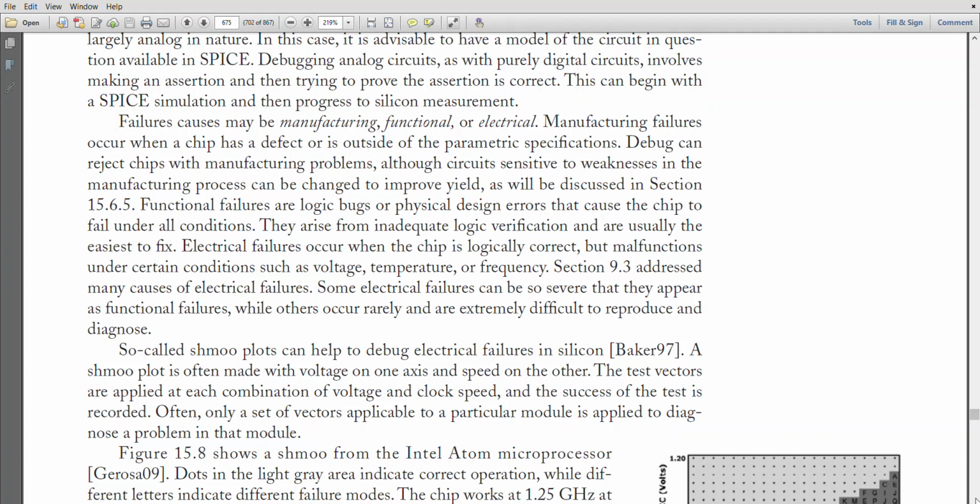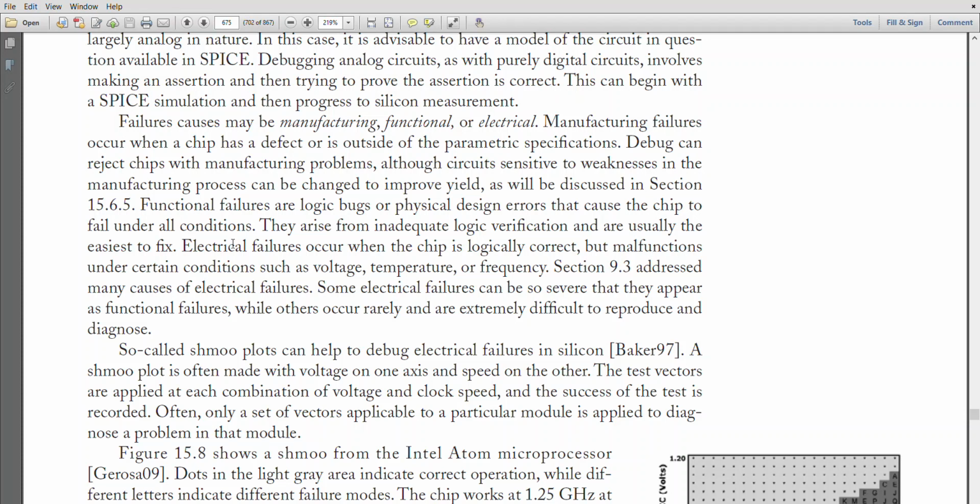Failure causes may be manufacturing, functional or electrical. It may be at any stage. It may be a functional failure, a manufacturing failure, or an electrical failure as well. Manufacturing failures occur when a chip has a defect or is outside of the parametric specification. Debug can reject chips with manufacturing problems, although circuits sensitive to weaknesses in the manufacturing process can be changed to improve yield, as will be discussed in the section. We already discussed manufacturing test, process and yield. Functional failures are logic bugs or physical design errors that cause the chip to fail under all conditions. They arise from inadequate logic verification and are usually the easiest to fix.